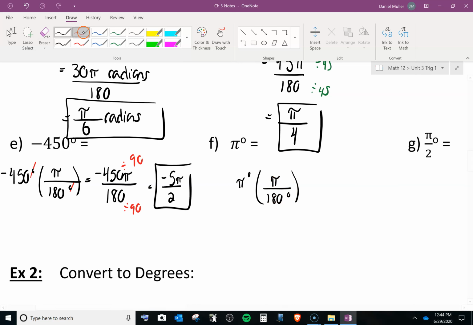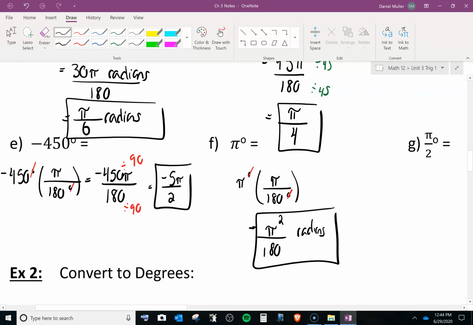The degrees have to go with the degree symbol. So 180 goes with the degrees, and the symbols can cancel out. Now the numerators, pi times pi is pi squared over 180. And remember, this is radians. We don't normally write it, but I'm just doing it because this looks a little strange. It's pi squared over 180 radians.